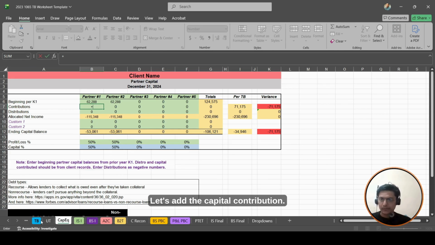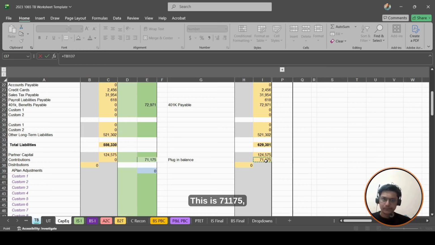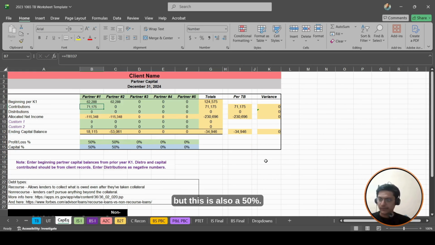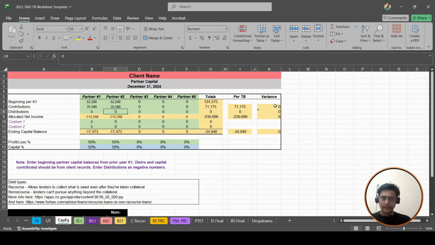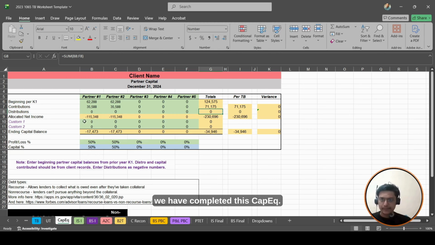Let's see the capital contribution. This is 71,175, but this is also 50%. We can write 0.50, or we can give the percentage here. Same with that, the cell is I37. Okay, you can see there are no variances. That means this is a match. Right. So we have completed this CapEq. Now we can go to the software and add the data.